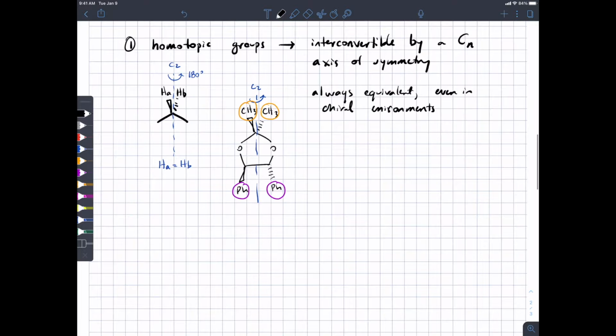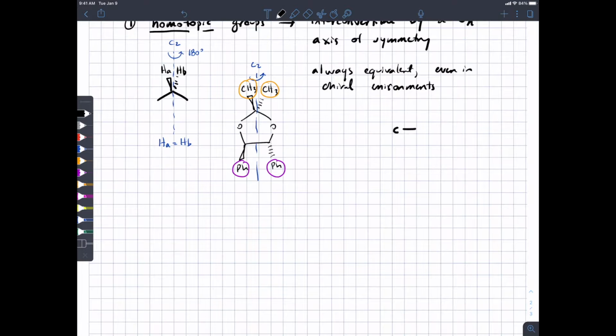We can also use the term homotopic to describe faces of planar molecules. So as an example, if I look at this ketone, acetone, and it's lying within this plane that I'm drawing, you've got the top face and the bottom face of the molecule. And if I rotate around this C2 axis by 180 degrees, face A becomes face B, they're exactly the same. And so we would say this ketone has homotopic faces.